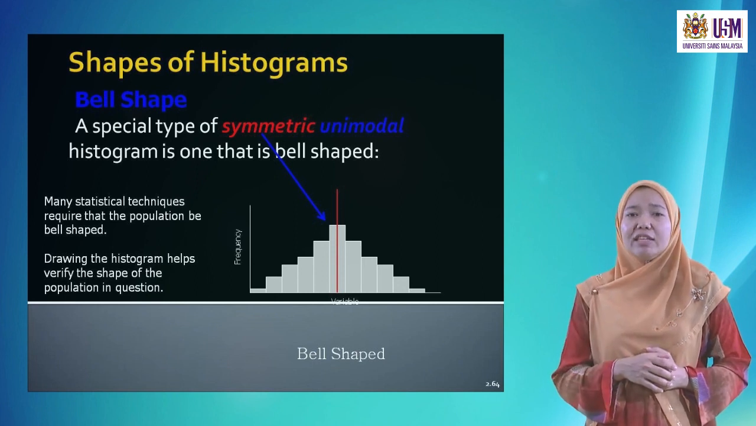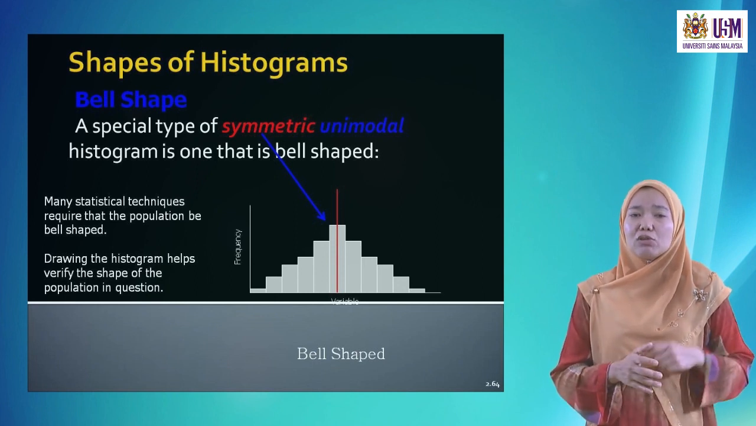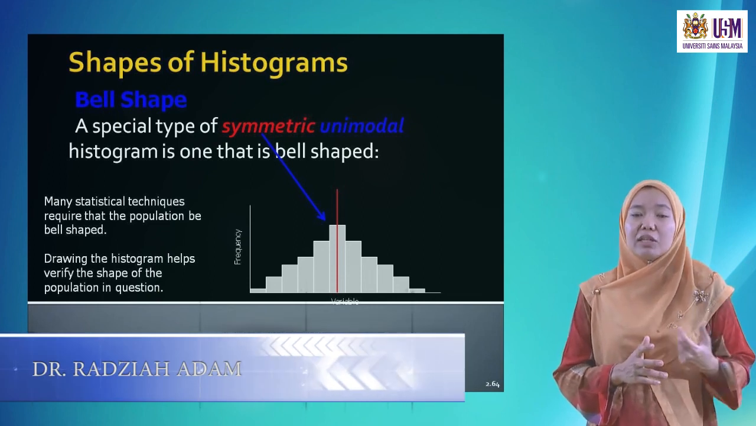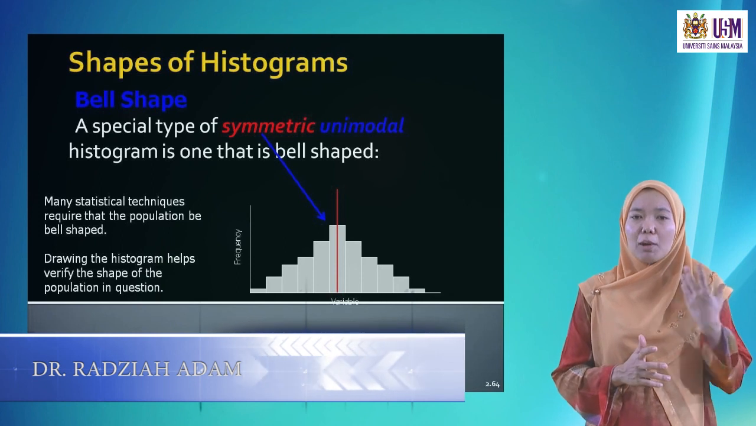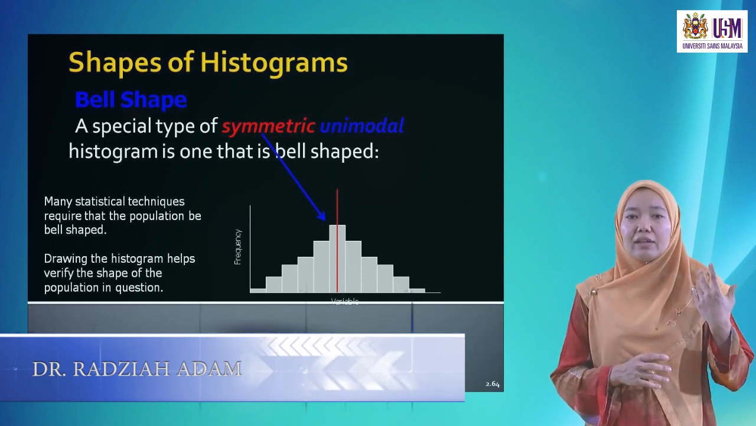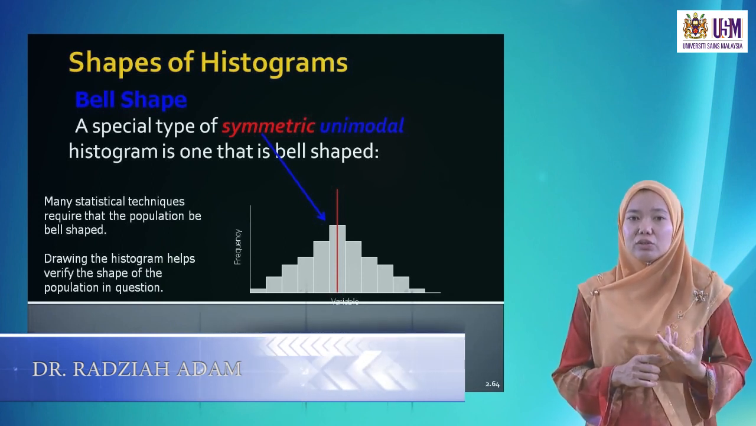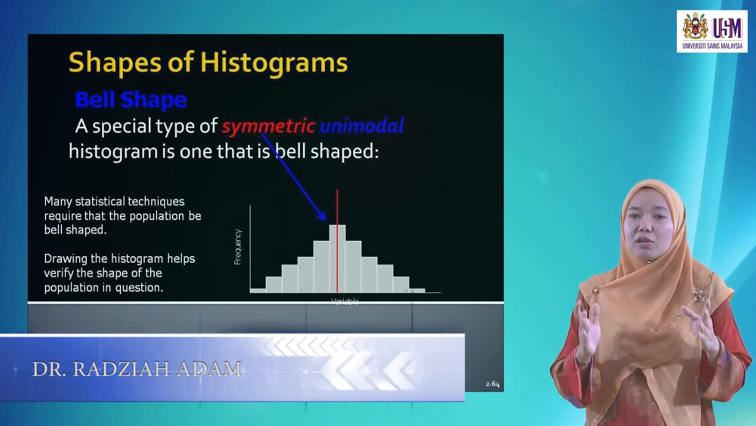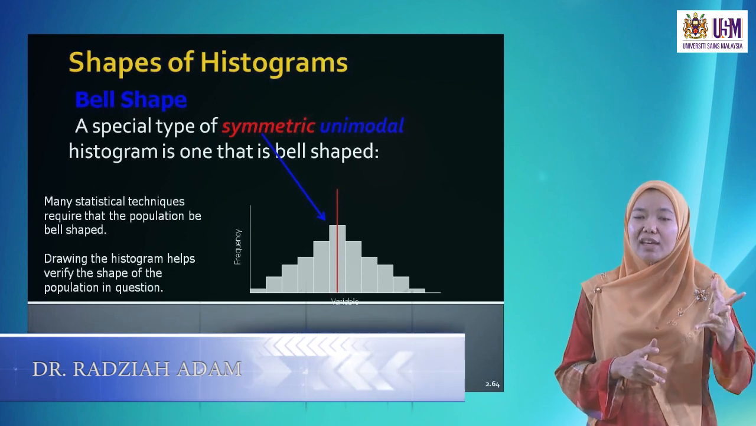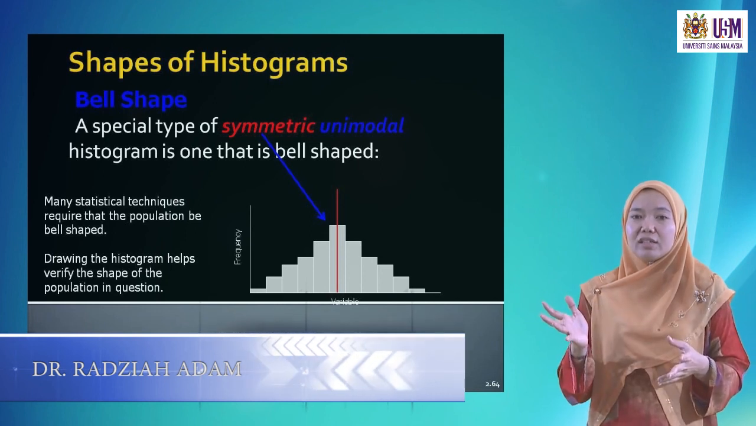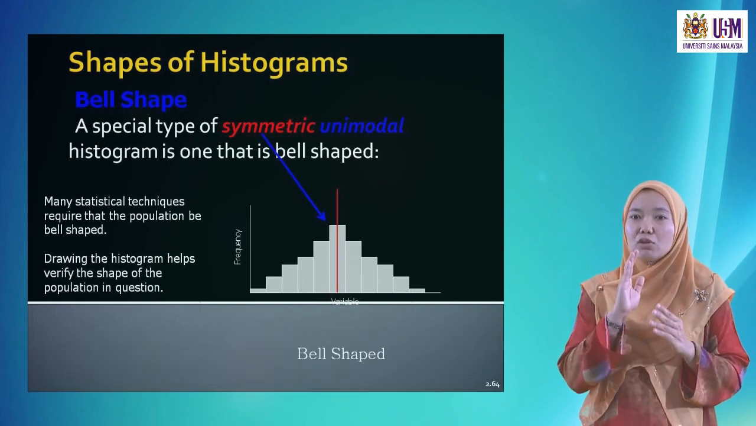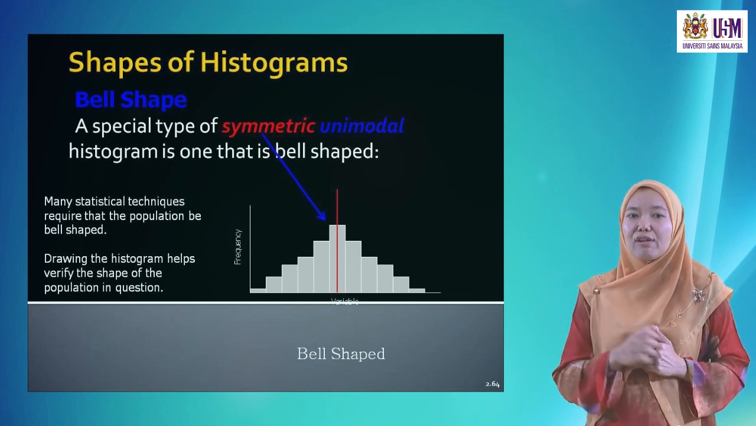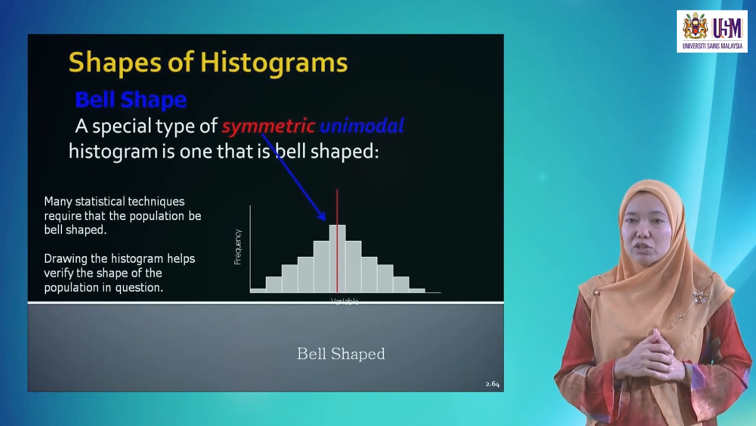Later on, when we discuss estimations, you come across the normal distribution. This will be repeated throughout our discussion when it comes to hypothesis testing, and then ANOVA and everything else. So a normal distribution is basically referring to a bell-shaped histogram, where the right-hand side equals the left-hand side of the histogram. You have only one mode. And by drawing the histogram, you can help verify the shape of the population in question.